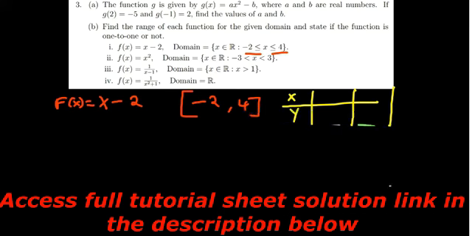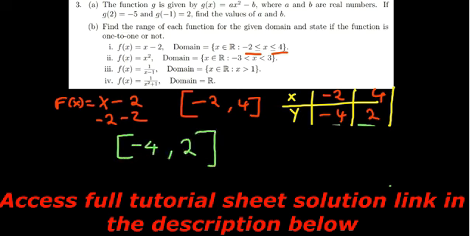So -2. The highest we have is a 4. So how do we find the value of y? We substitute in the function. So if I put a -2 there, we have a -4. If I put a +4, we have a 2. So that implies that is the way that linear function is going to move. So the expected values of y will be -4 as the minimum all the way up to 2, given that domain. Alright, so we'll move to B.